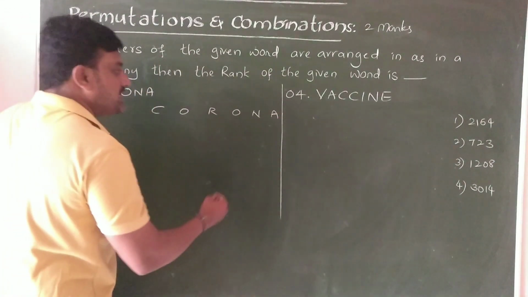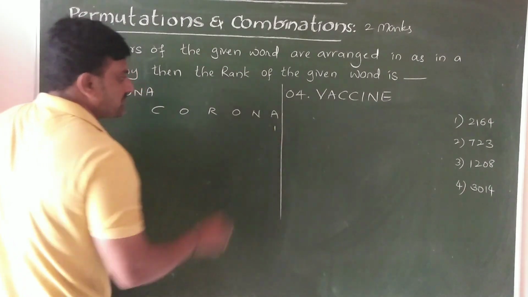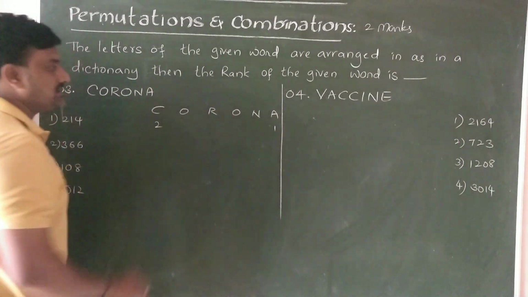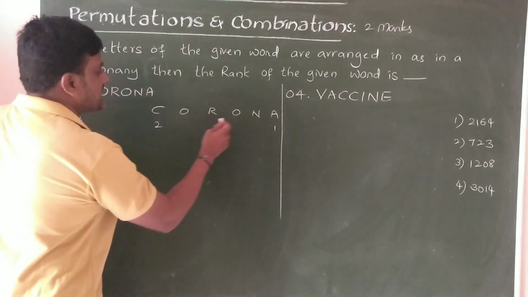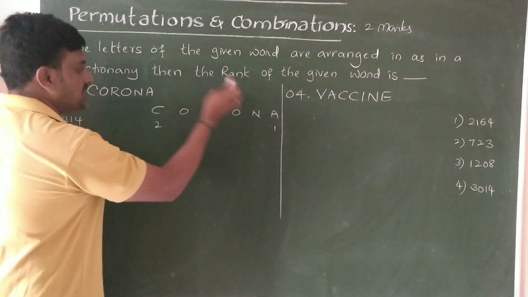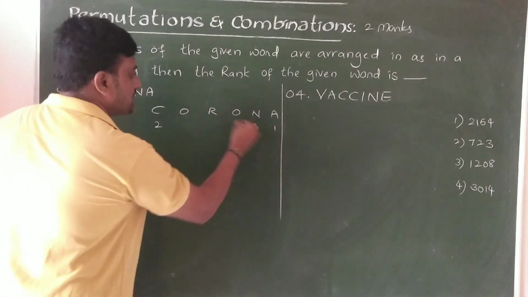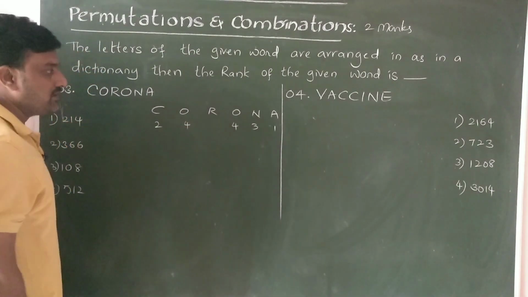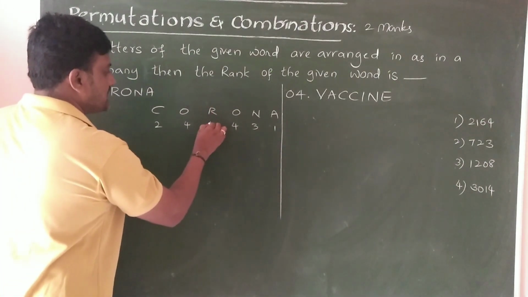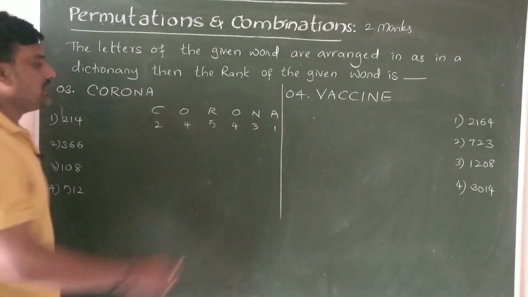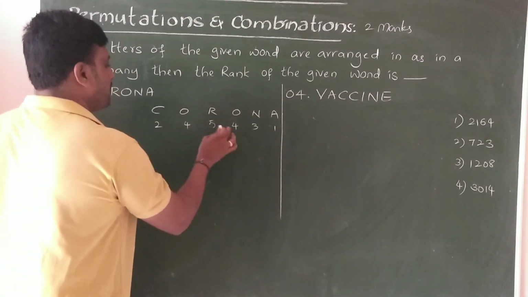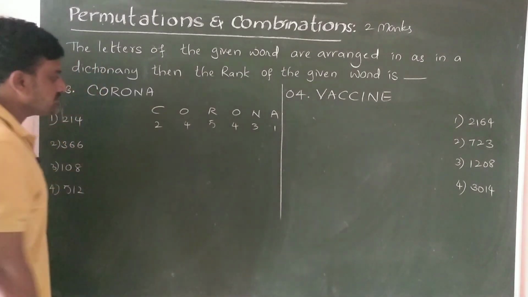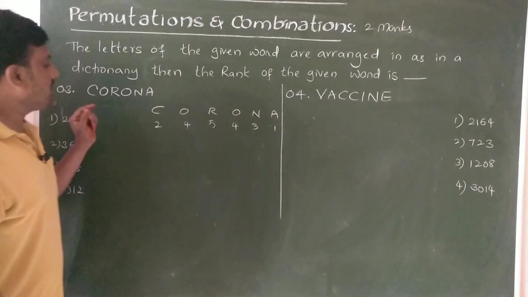Now suppose the word given is CORONA. The letters of the word in dictionary order: A is the first one. C is the second one. After A and C, N is the third one and O is the fourth place, and R is the last one. So 1, 2, 3, 4, 5. Now observe here the rank of CORONA.